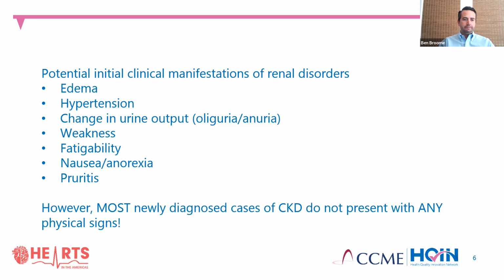And then some vague complaints: weakness, fatigability, some nausea, some anorexia, some pruritus. All of these can be subtle complaints that patients may have that should perhaps cue you in to look harder and closer into what their kidney function is. Now, obviously, these can be very vague. They can be present in a number of different medical issues. So these complaints in and of themselves do not necessarily diagnose chronic kidney disease, but they could be small, subtle clues to get you thinking a bit more.